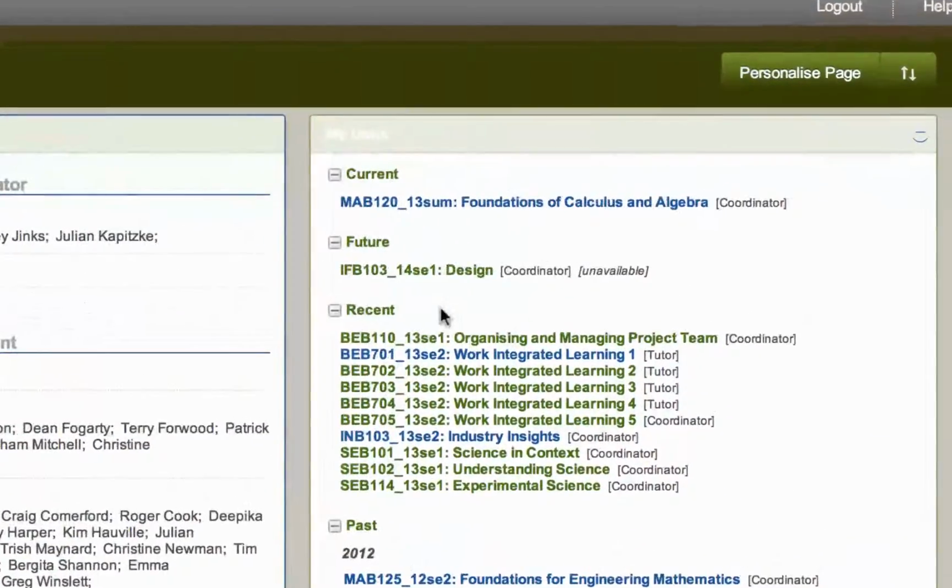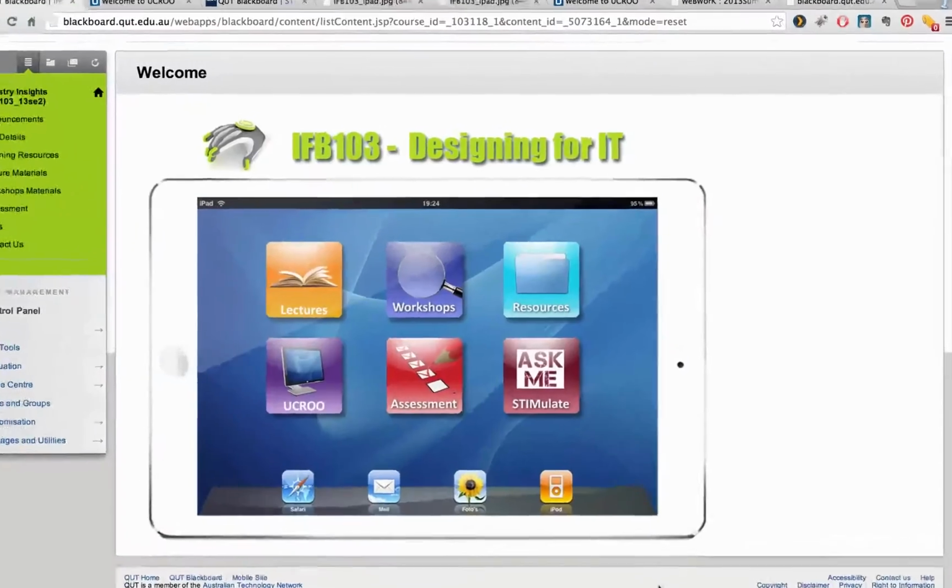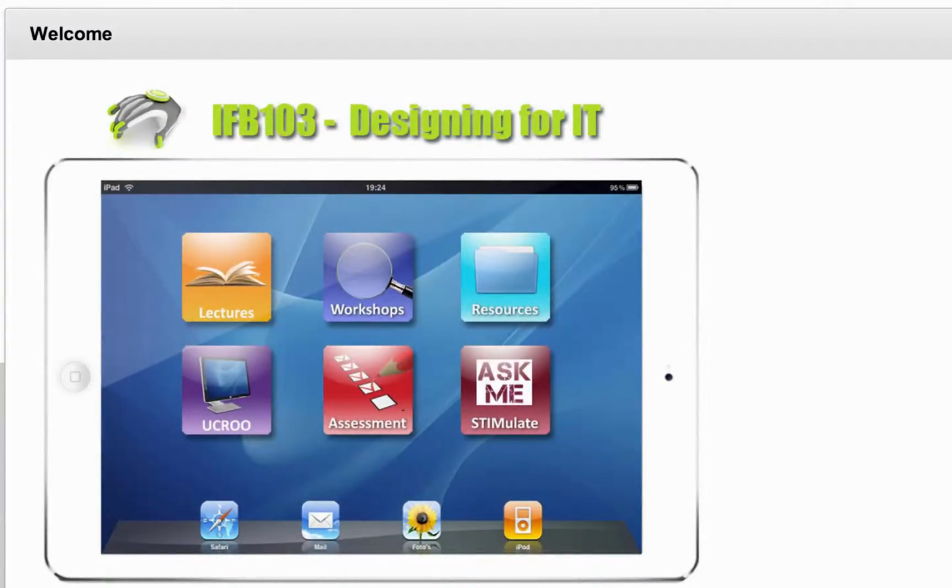Due to the popularity of this design, IFB103, which is Design and IT, also asked for their site to be redesigned. So I worked in conjunction with Richard Medland to design something that would be appealing to IT students. When thinking of a design interface for IT, I considered the types of things that IT designers actually develop. Of course, one of the most obvious is iPhone devices. And in discussions with the lecturer, we've decided to go with an iPad for the first half of the semester, and we're going to switch it to an Android for the second half of the semester.